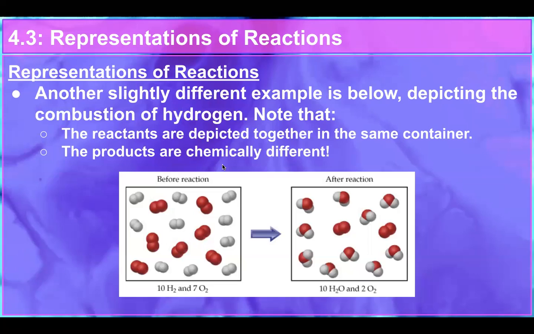So let's look at one that is a little bit more complicated here, but not really. Just like the last time, we have our reactants and our products, and we have different products from our reactants. So that's how we know that a chemical reaction is happening. Bonds are being broken here, and then new bonds are being formed. So we have H2, which are these white diatomic molecules, and O2, which are these red diatomic molecules.